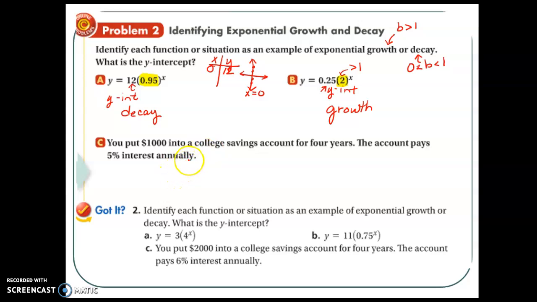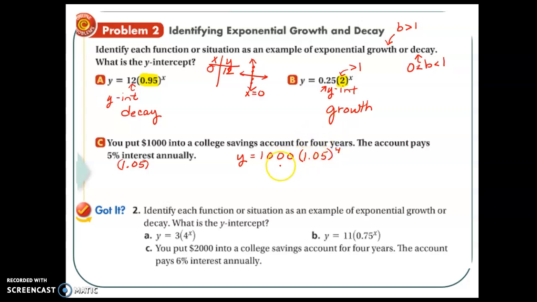All right, C. You put $1,000 in a college savings account for 4 years. So you have $1,000 to start with. There's your a. The account pays 5% annually. So you're going to have the 5% added on to the $1,000. So you've got a 1 plus, just like when we did the modeling functions and put on our tax. You had 1 plus that. Here's 1, the $1,000, plus the 5%. So you've got 1.05 for 4 years.